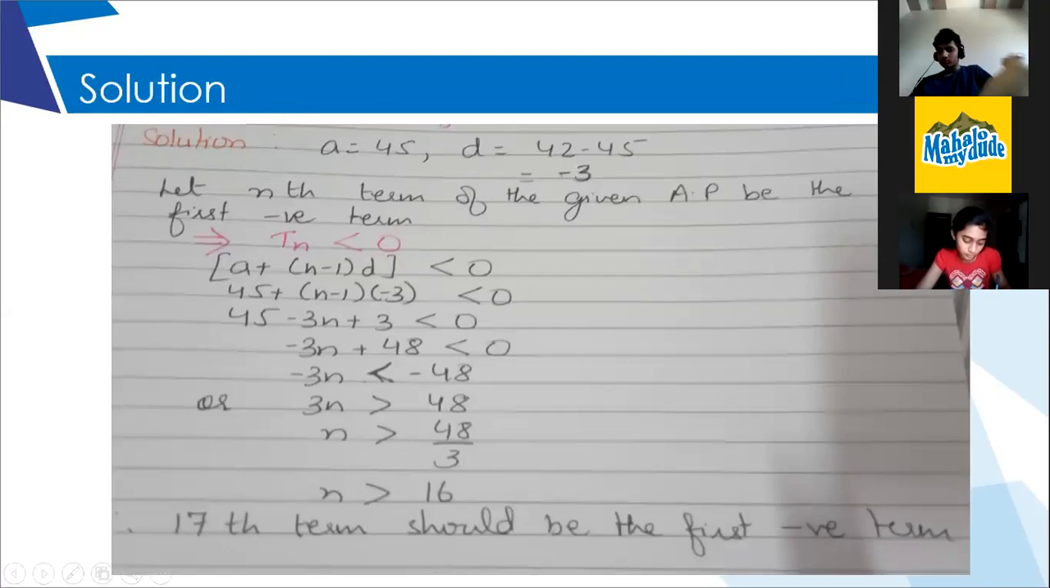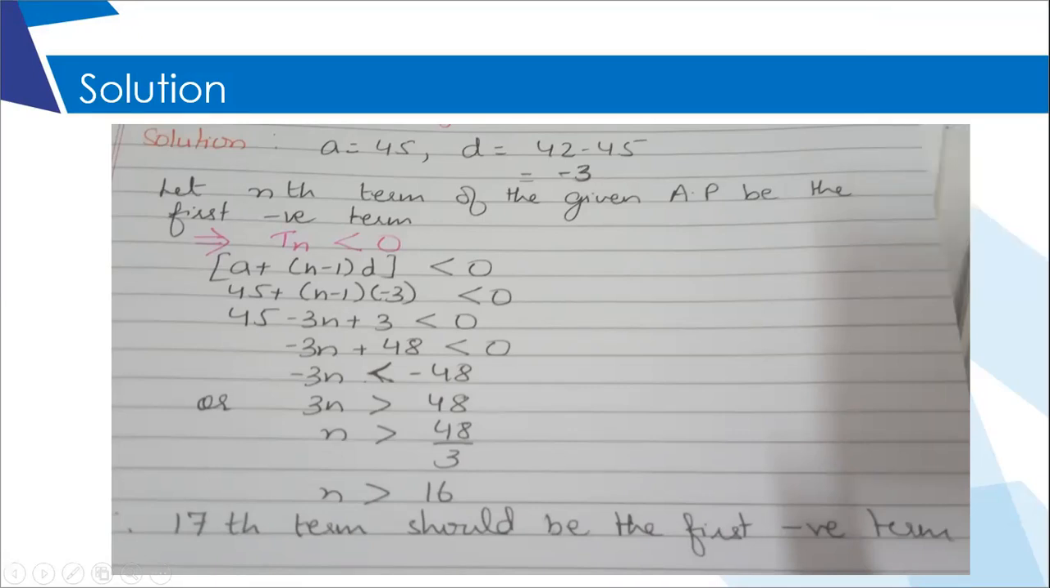A is 45, D is 42 minus 45, that is -3. Here your common difference is negative because your series is a descending series. Now I will assume that at the nth place the term should be a negative term. So that means the value of that term should be less than 0, isn't it? If that term is a negative term, it has to be less than 0. Then you apply the formula of Tn, a plus n minus 1 into d less than 0.